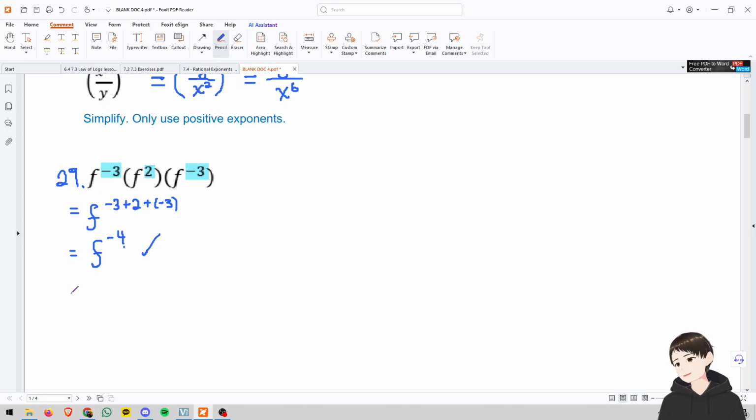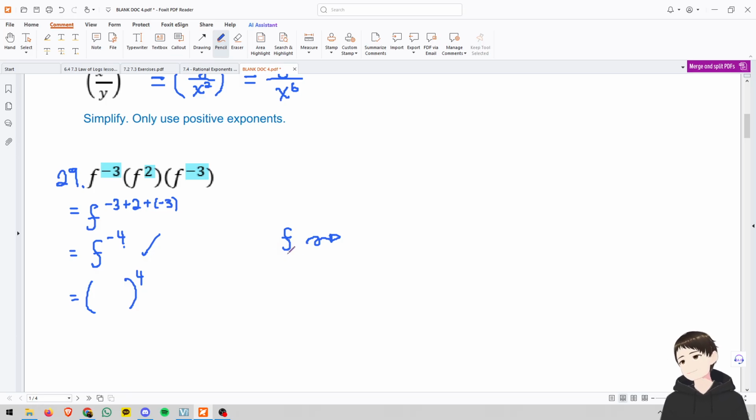How do you deal with a negative exponent? Well, simple. You write it as a positive because you don't like negative. But the only difference is the base has to be written as its reciprocal. You might be thinking, Mr. Kim, you don't have anything on the bottom.